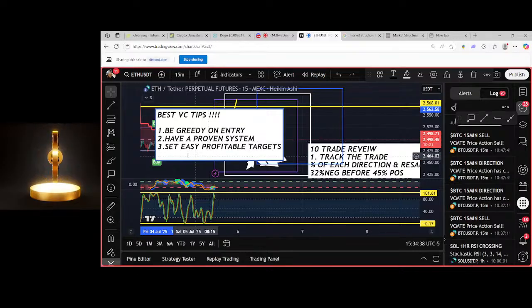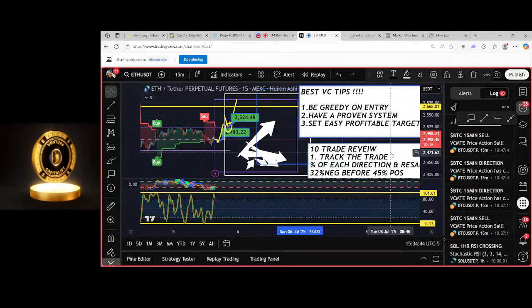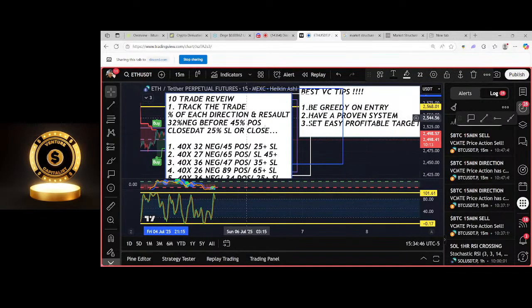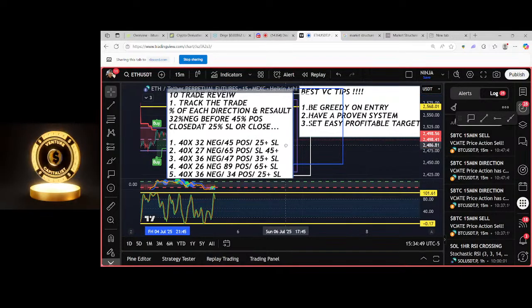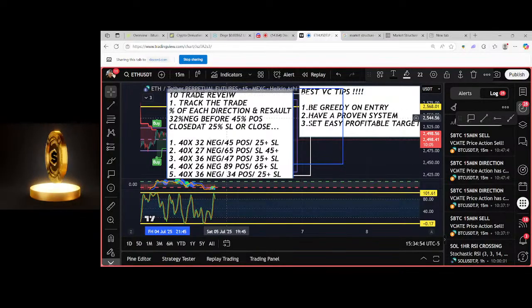It all depends on your goal, but set easy, profitable targets. So these are the tips for what I'm doing, and then this is an example of what we call a 10 trade review. This shows you how to create a system, how to break down a system, right? So your 10 trade review is: track trades, the percent of each direction, results negative before positive, and what it closed at. And then your leverage, 40x leverage. It went 32% negative before it went 45% positive, and I closed at 25% profit. 40x leverage, 27% negative, 65% positive, I closed at 45% gains, right?